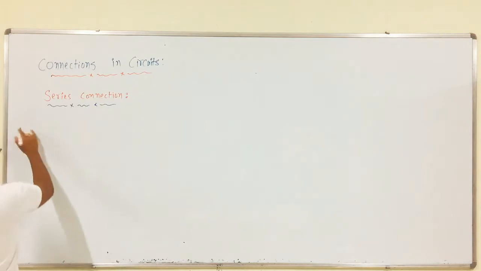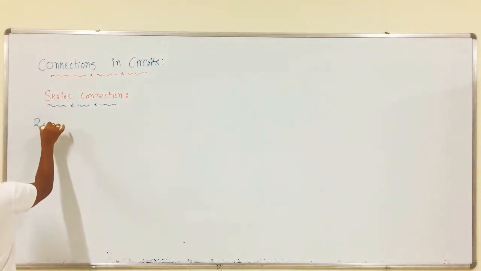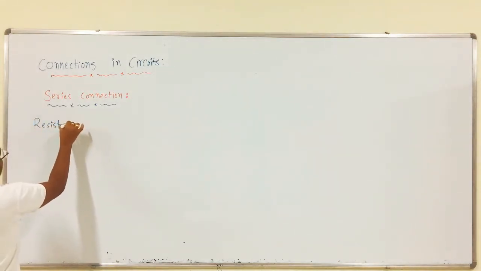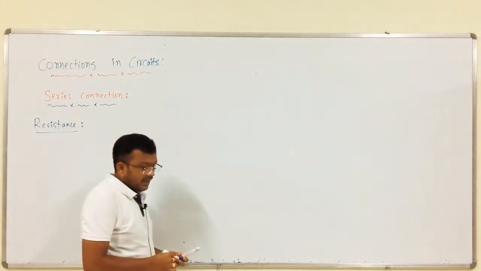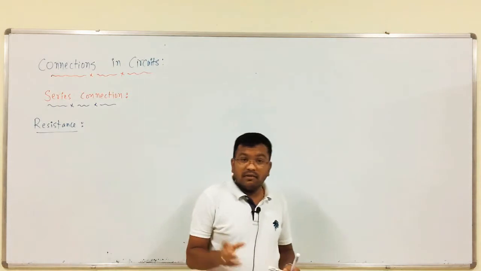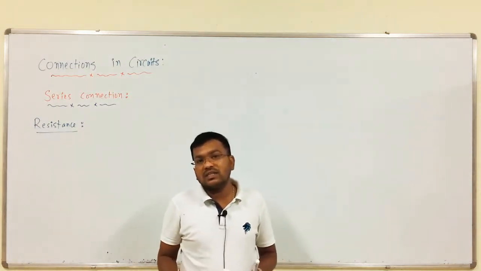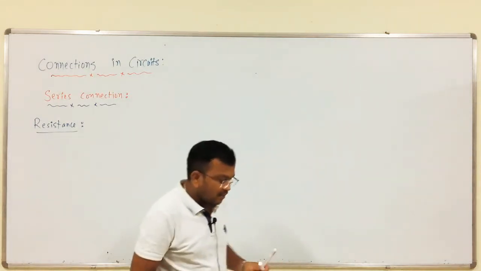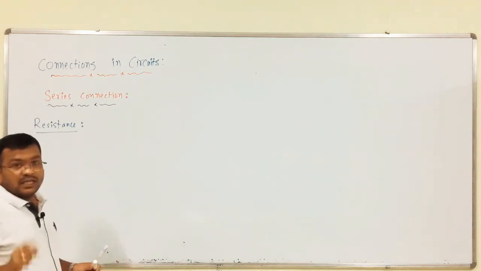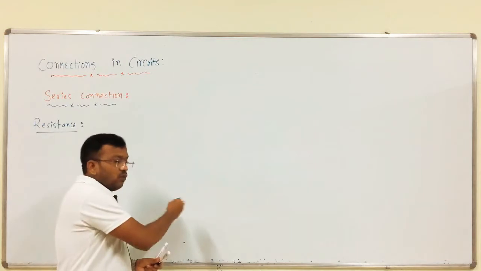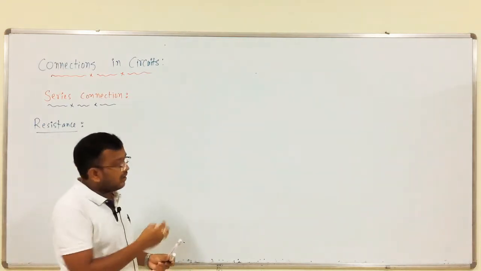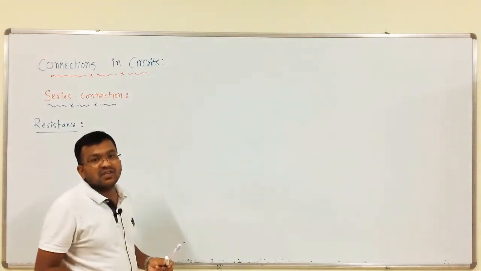First one is resistance. How are we getting the equivalent resistance when n number of resistors are connected in series? Here, with respect to 2 resistors only, I will get the equivalent resistance. With that result we can write for n number of resistors.